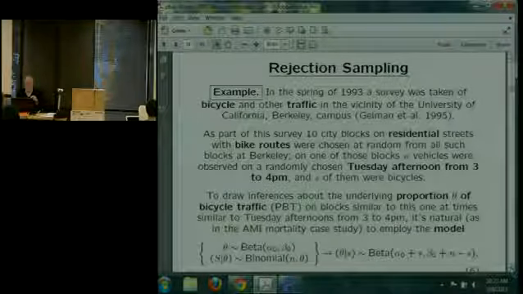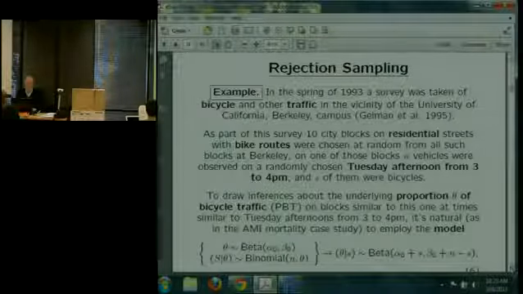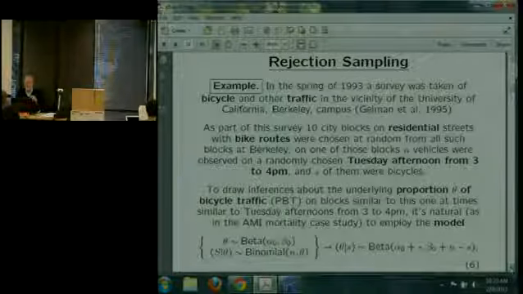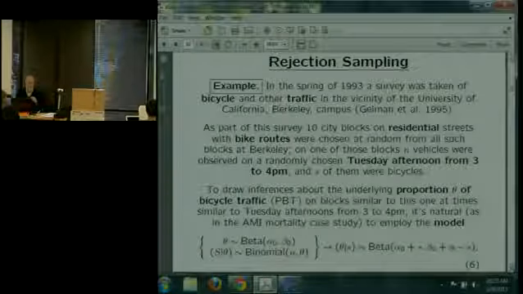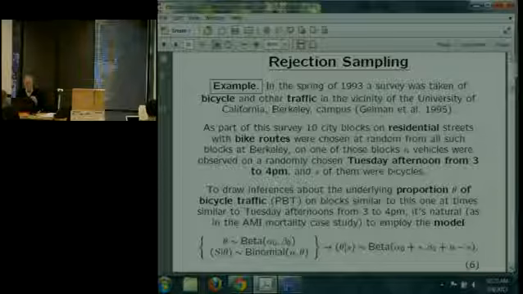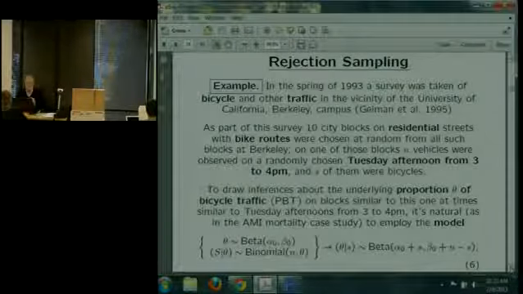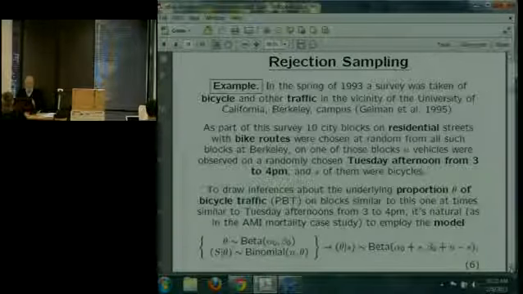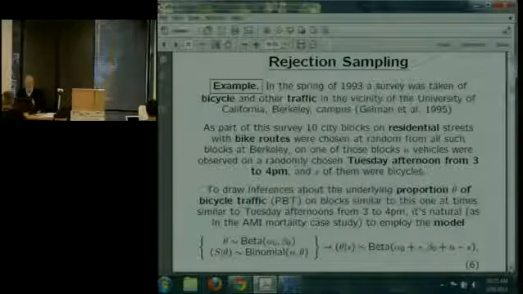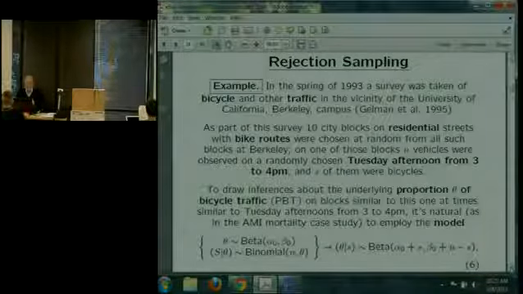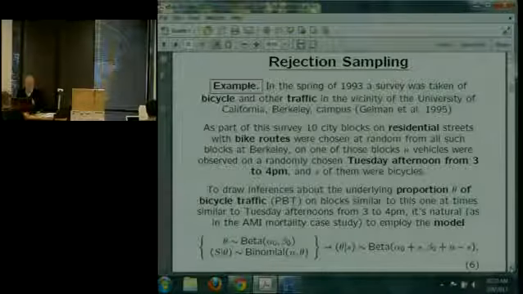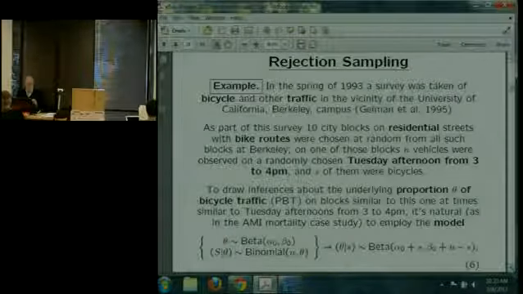And so a standard model here would be to draw inferences about the underlying proportion theta of bicycle traffic, PBT, on blocks similar to this one at times similar to Tuesday afternoons from 3 to 4. Then you would build a model like we did with the heart attack case study. You would say, capital S, the number of bicycles you saw, if you knew what theta was, is a single draw from a binomial distribution with parameters n and theta.